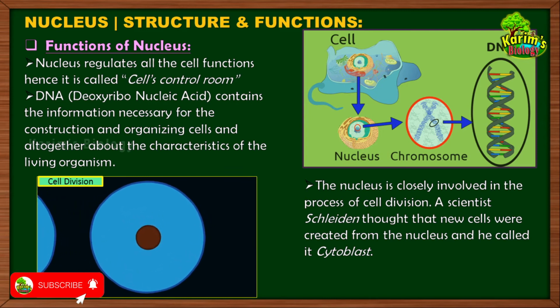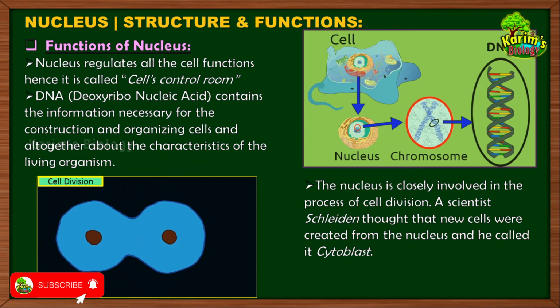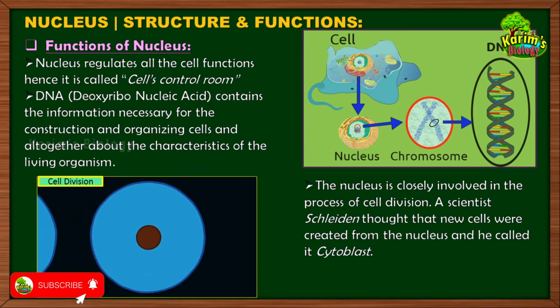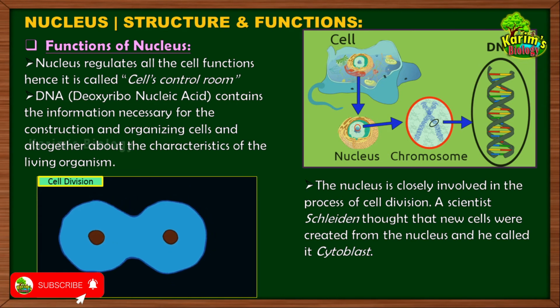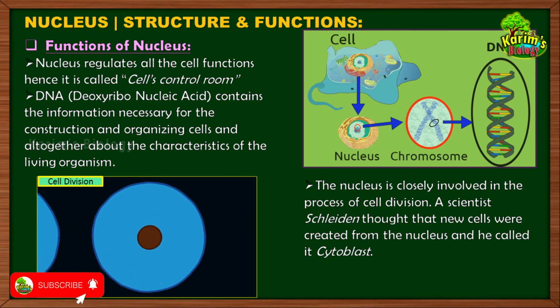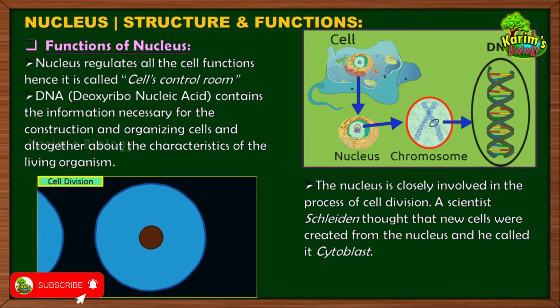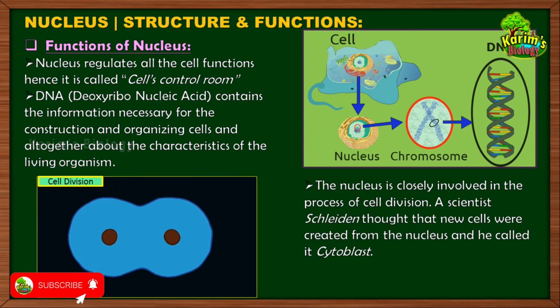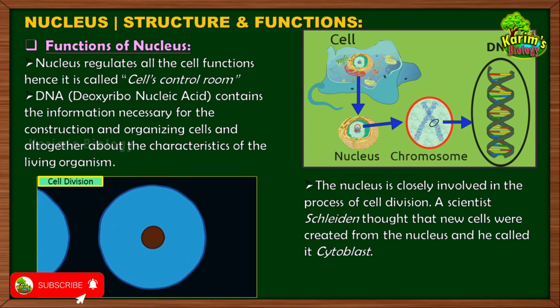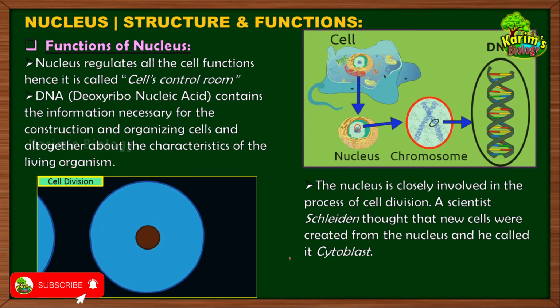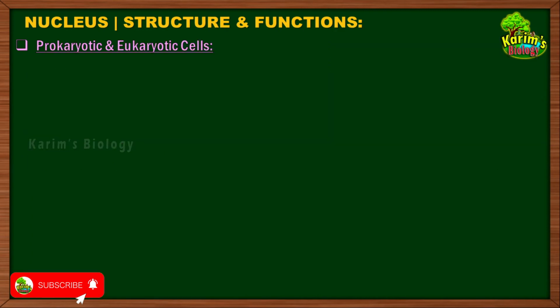And a scientist by name Schleiden thought that new cells were created from the nucleus, and he called it cytoblast. New cells are not created from the nucleus, but the nucleus is the control center where the cell division is controlled and new cells are formed. But Schleiden believed that the nucleus is the place from where the new cells are formed, and that's the reason why he named it cytoblast. Cytoblast means the place from where the new cells are formed. So who coined the name cytoblast for the nucleus? It is Schleiden. Right? That's about the role of the nucleus in cell division.